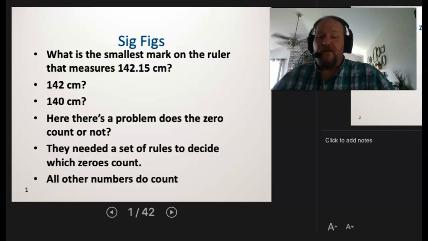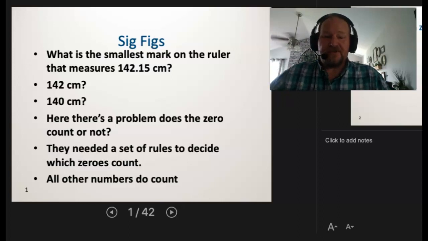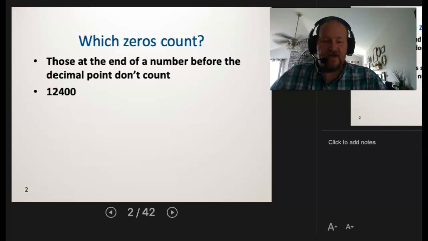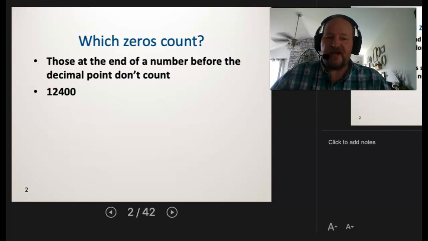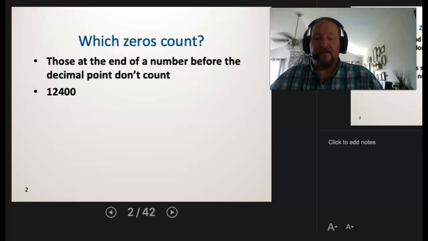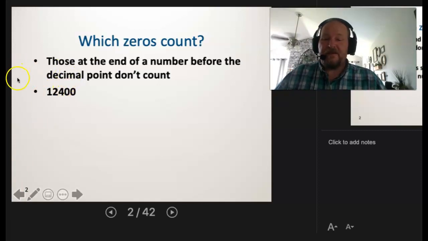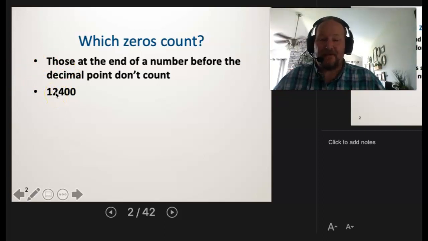Now, the only thing in question here are the zeros. All other numbers are going to count. So, how do we determine it? Well, zeros at the end of a number before the decimal point don't count. In other words, if my value was 12,400, then this rule is telling us those two zeros are holding place, and therefore they are not significant. This number would only have three significant figures: the 1, the 2, and the 4. Because it's stopping at the 4, the estimate is the 4, and the mark would be in the place of the 2, or the thousands place.